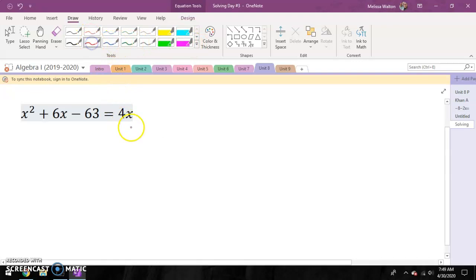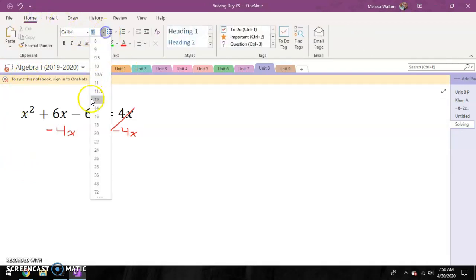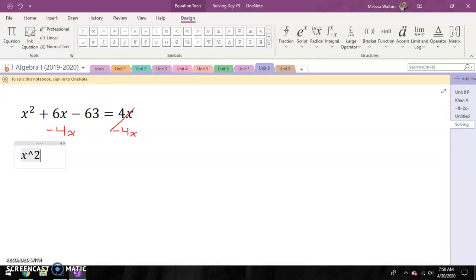We're going to need to move this 4x over here, so minus 4x on both sides. Those cancel to 0. Here's what we're left with. We have x squared. 6x minus 4x is positive 2x. I still have a negative 63 equals 0.